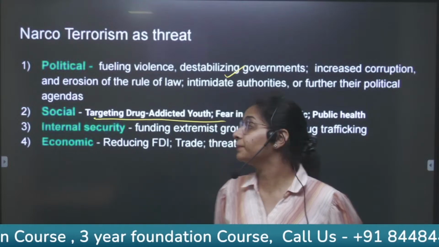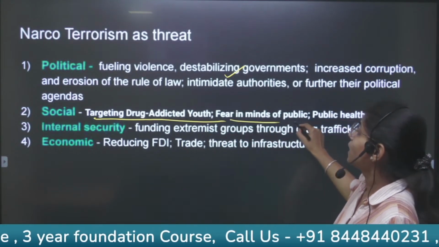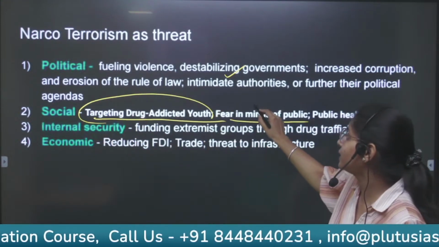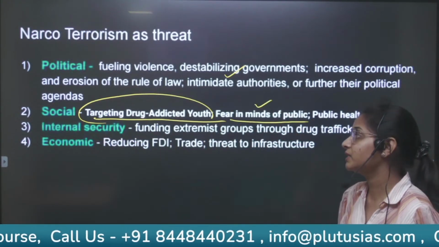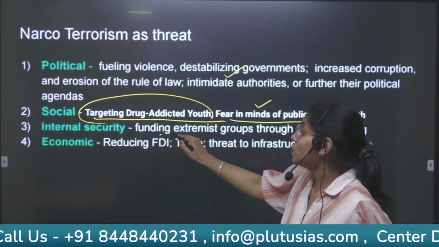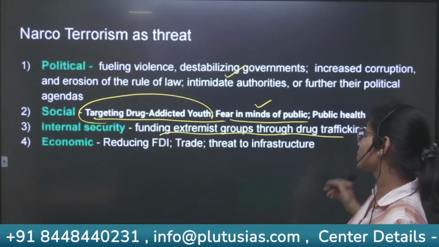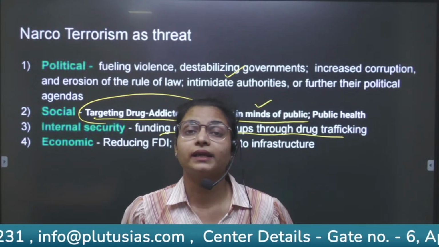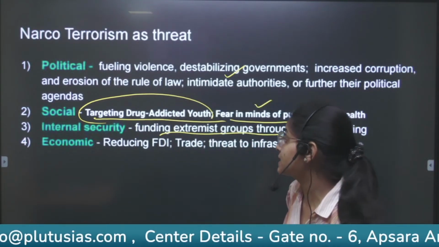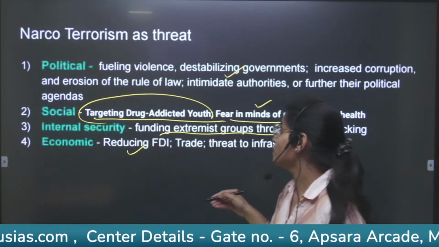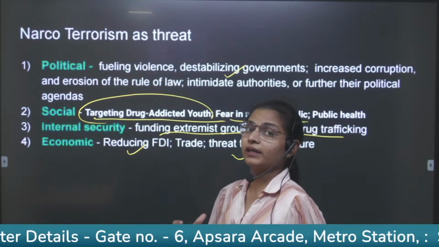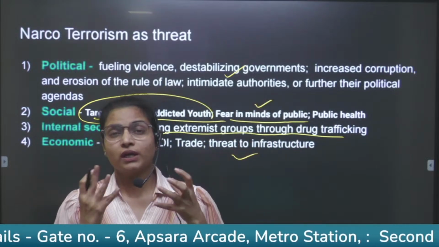Our youth will be losing our demographic dividend, and it will also create fear in the minds of the public. And also funding extremist groups through drug trafficking. The internal security challenges are also there, like LWE and Naxalism, and it will also reduce the FDI threat to the infrastructure. This way you can write whenever you have to write about the impact.